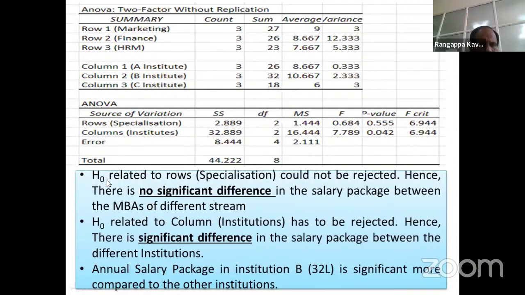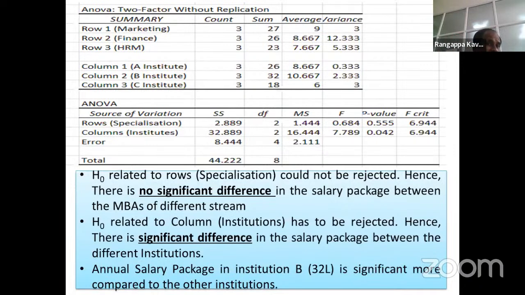See, the result is that H0 related to rows, that is specialization, could not be rejected. It is because the calculated F value is 0.684, and the table value is 6.944. Since the calculated value is less than the critical value, we could not reject the null hypothesis. Therefore, we could say that there is no significant difference in the salary packages between the MBAs of different streams, whether marketing, finance, or HRM.